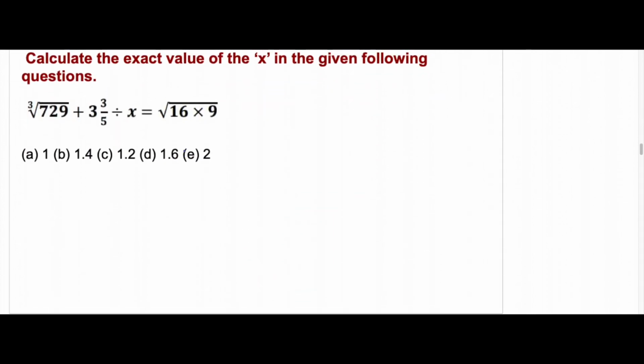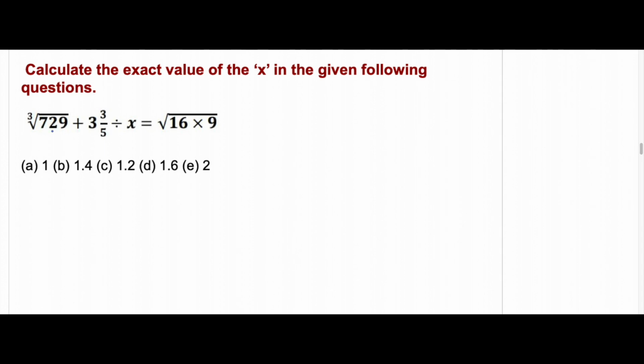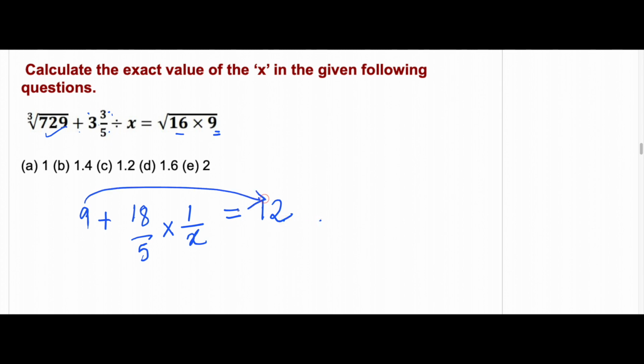Next question. Cube root of 729. Cube root of 729 is 9, plus 3 by 5. So 5 into 3, 15. 15 plus 3, 18. So 18 by 5 divided by x. So this means 1 by x is equal to root over 16 into 9. So root over 16 is 4, root over 9 is 3. So 4 into 3, 12. Now we have to solve this. So 12 minus 9. 12 minus 9 is 3.